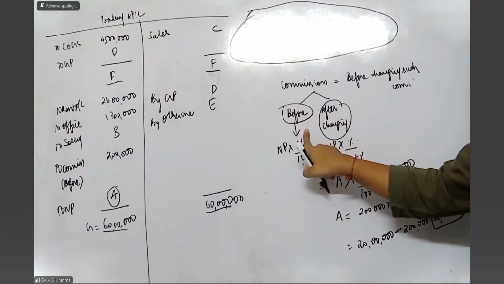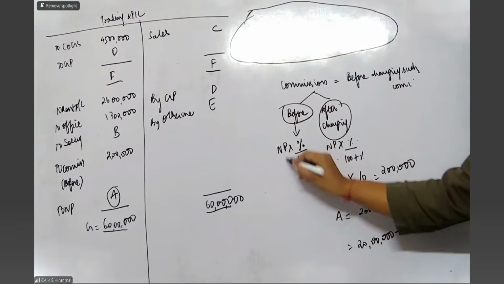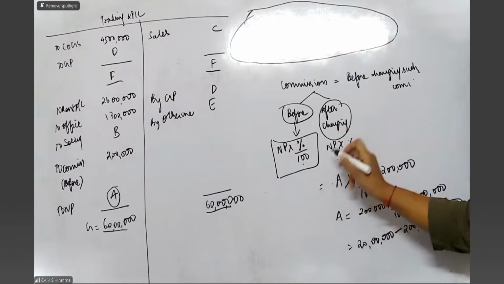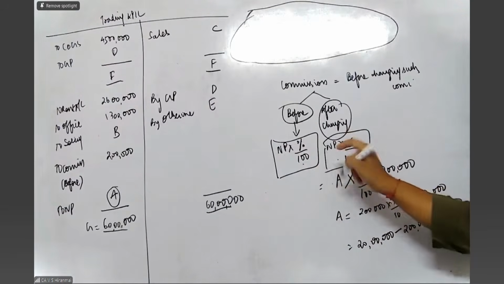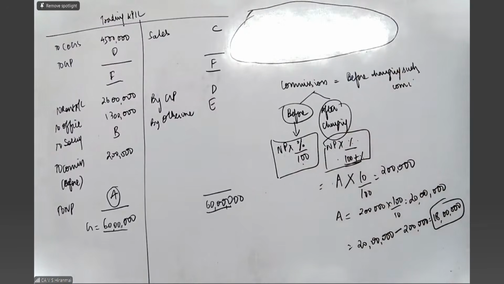Commission can be paid before charging or after charging. Before charging means the formula will be like this. After charging, the formula will be the same, but the only difference is in the denominator, where you add the percentage again.